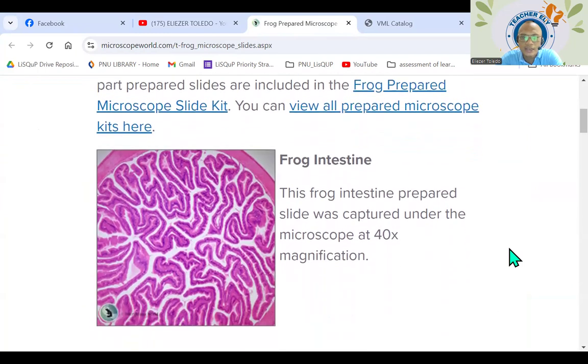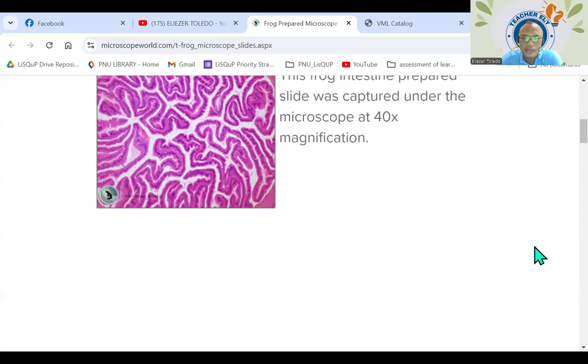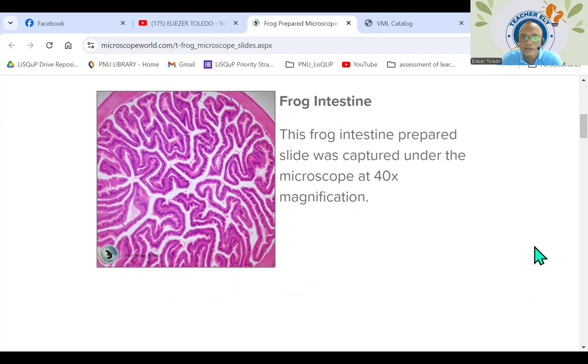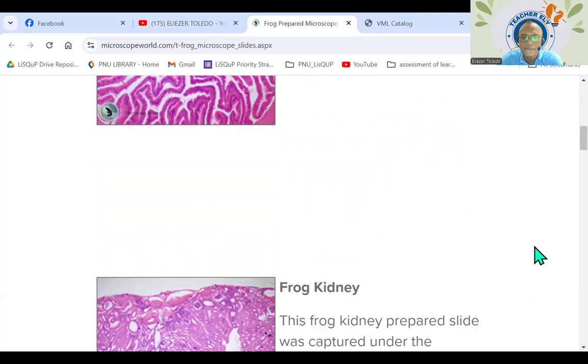This is a frog intestine. Of course, they are using a different stain on this one, which is colored pink, which we do not have because we're using iodine. Okay, 40 magnification. That's impressive for an intestine. I'm not sure which area is this, whether this is lengthwise or a crosswise cut of the intestine.